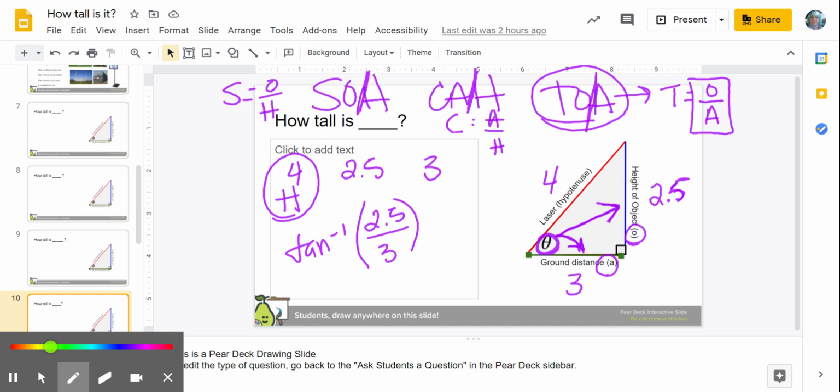So because we put the 2.5 over here, that's the smallest now, because that's opposite. So what we said was it didn't really matter where we put the 2.5 and the 3. So the opposite is not always going to be the medium, and the A is not always going to be the smallest. So I'm glad we did it this way. So when we do tangent, inverse tangent, 2.5 over 3, what do we get for an angle measure?